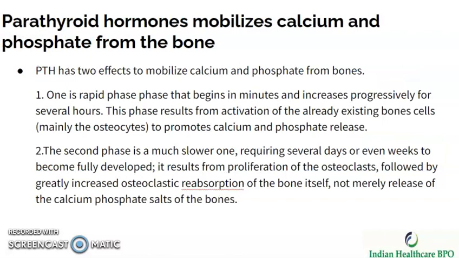And the parathyroid hormone mobilizes calcium and phosphate from the bones. Parathyroid hormone has two effects to mobilize calcium and phosphate from the bones. First one is a rapid phase that begins in a minute and increases progressively for several hours. This phase results from activation of already existing bone cells, mainly the osteocytes, to promote calcium and phosphate release.